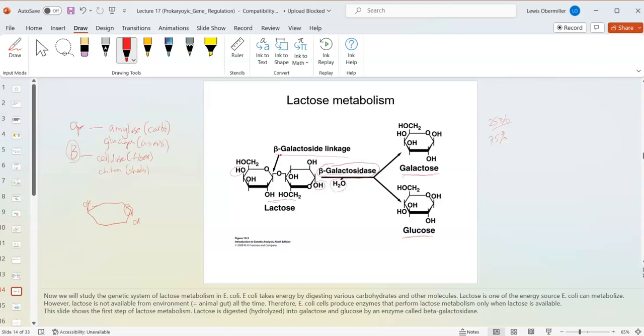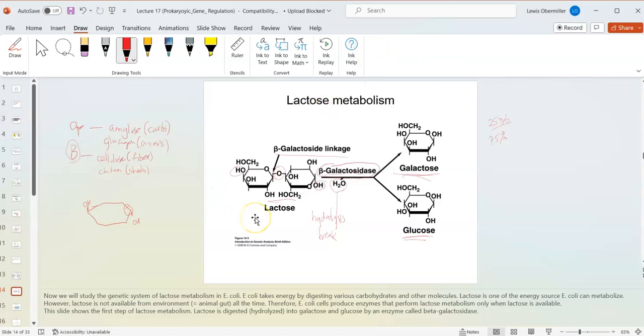And if you remember anything from your intro biology class, when you want to break a bond, you have to add water. And when you want to build a bond, you take it out. So adding water is hydrolysis. So this enzyme adds water, breaks this linkage into galactose and glucose. All right. That's all I'm going to say about lactose metabolism.